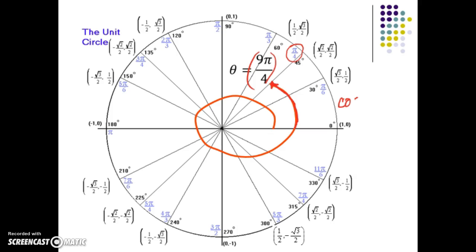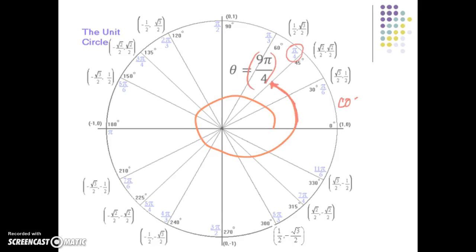So that's all we're going to do on this lesson. The next lesson we will definitely look at our 30, 60, 90 right triangles. We'll find our sine and cosine, and we'll build a little bit more on these ideas.